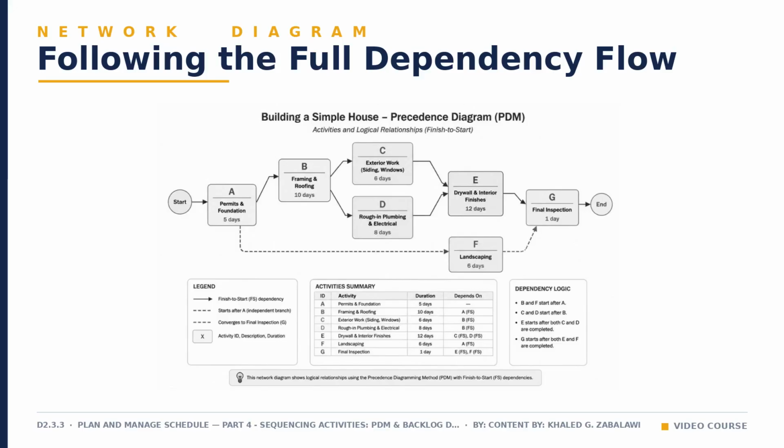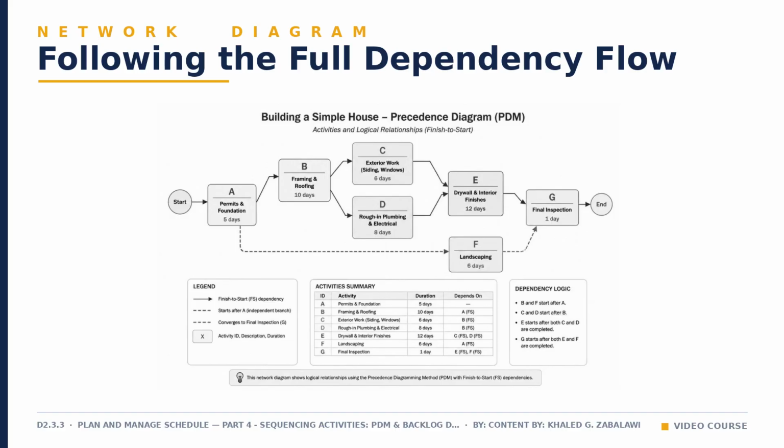This precedence diagram shows every logical relationship at once, drawn as boxes connected by arrows, each arrow representing a finish-to-start dependency. Follow the flow from start to end. Permits and foundation, A, feeds two independent branches, framing and roofing, B, and landscaping, F, both begin once A is done. From framing, the path splits again into exterior work, C, and rough-in plumbing and electrical, D, both depend only on B, so they proceed side by side.